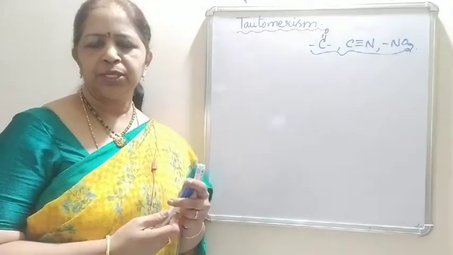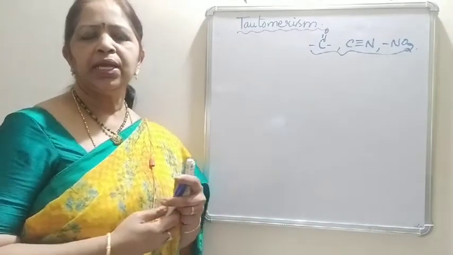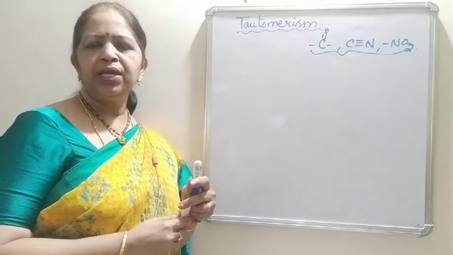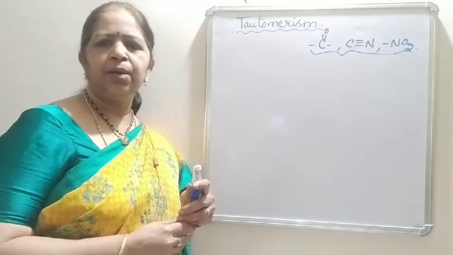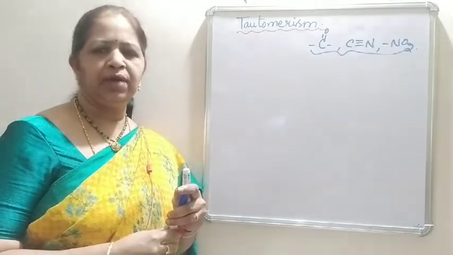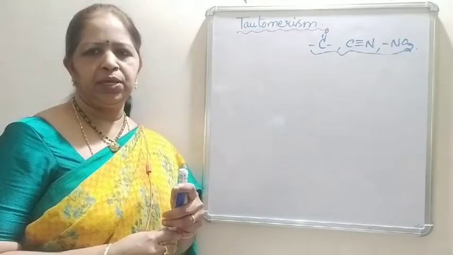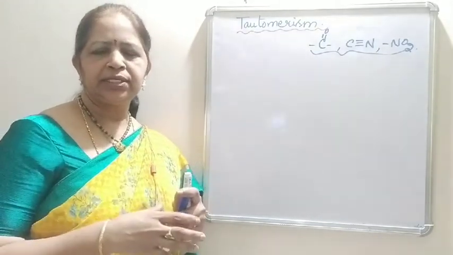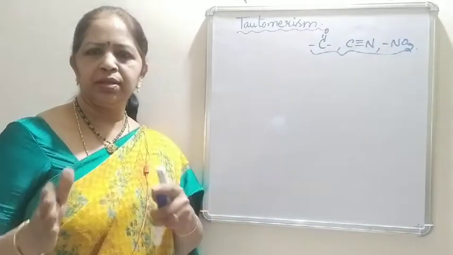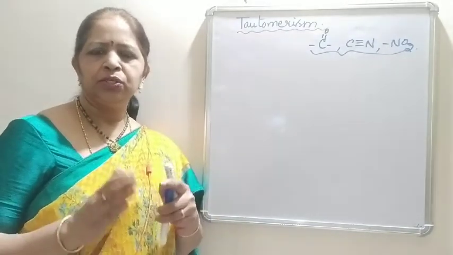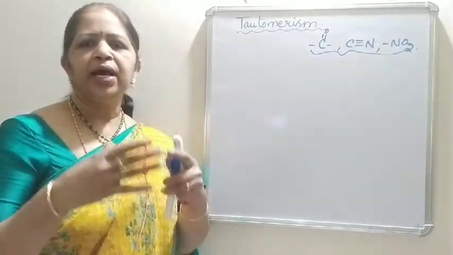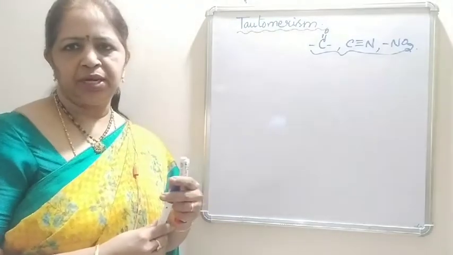What is this tautomerism? It is the migration of H plus ion from one polyvalent atom to another polyvalent atom within the molecule. Within the molecule itself, the migration of H plus ion from one atom to the other atom occurs. So the isomers will be in dynamic equilibrium with each other.